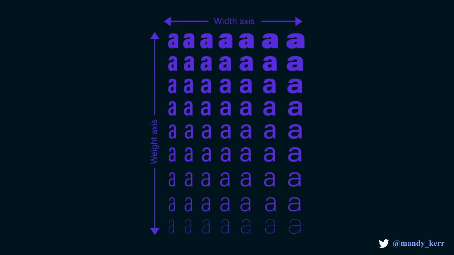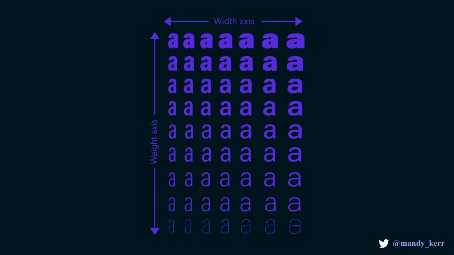And we're not just limited to a single axis. A variable font can contain many different axes doing many different things. And as you can see in the image, the interpolation doesn't just apply to a single axis at a time, it applies to all of the combinations as well. So you can have a wide, bold font, or a narrow, thin font.